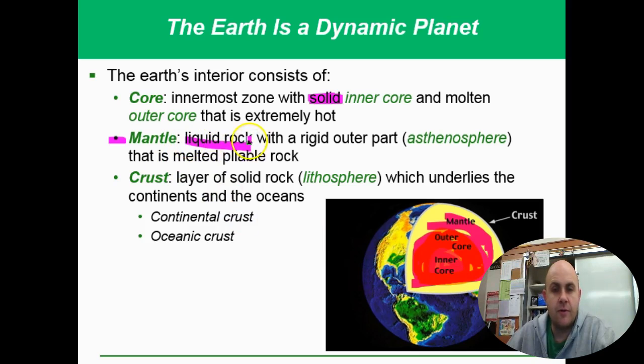Some people call it a liquid rock. It's a pliable rock. It's kind of a plasticky, amorphous solid. It's kind of in that tweener phase. And what it does is it actually moves around in there. And that's what transfers heat around inside the Earth and then to the Earth's surface.